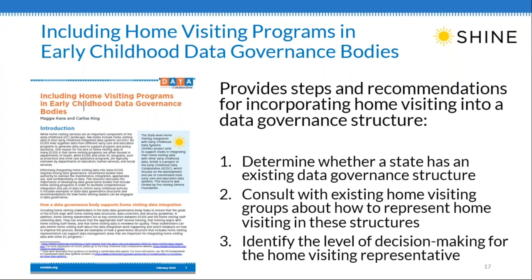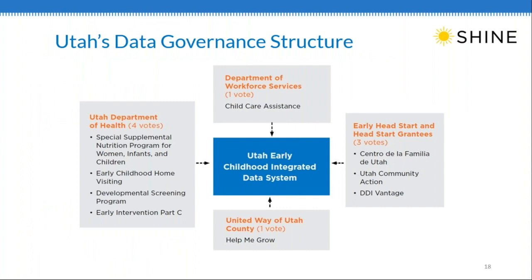And on the next slide, I'll show an example from Utah's data governance structure. In Utah, their Early Childhood Integrated Data System Policy Committee oversees the implementation of their state-level Early Childhood Integrated Data System. And you'll see in this graphic that members consist of programs contributing data to their ECIDS. They have a voting structure in place that allows them to select a chair, and each program votes on decisions in terms of how they're going to be linking and developing their system.